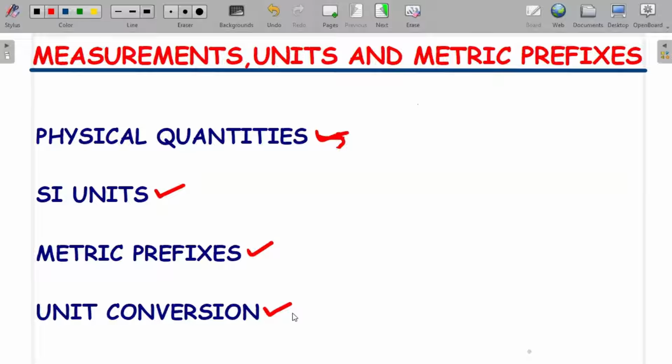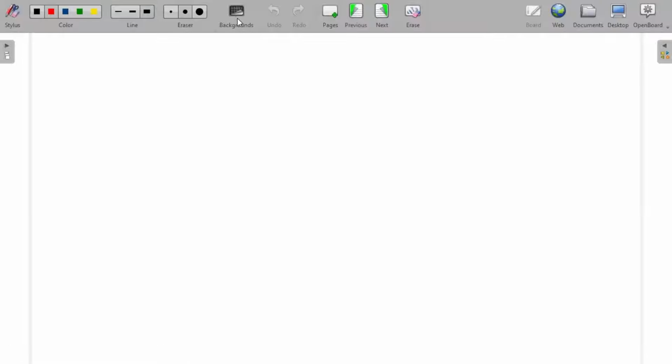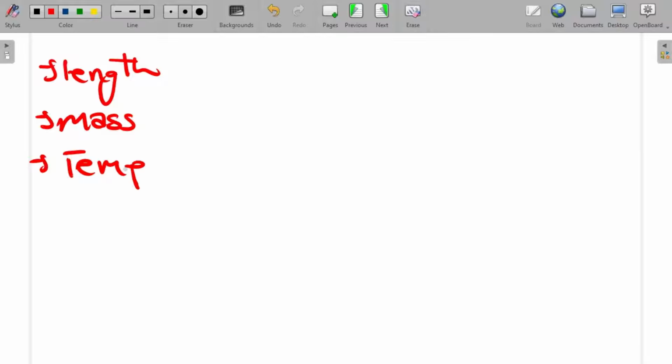So we've already given some examples of measurements that you can talk about, or physical quantities that you can talk about. You can talk about length. You can talk about mass. You can talk about temperature. You can talk about time. You're measuring time. We use time every day. Those are some of the examples of what we call physical quantities.